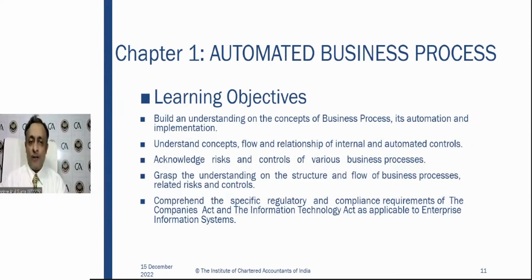It's very, very, very important. Build an understanding of the concept of business process. What we are going to learn in the chapter is what a business process is, how that business process can be automated, how that automation can be put in place, and how you can implement it. Second, understand the concept, flow and relationship of internal and automated controls: how controls are going to work, what the idea behind controls is, what controls are necessary, and how they must work. That is very important. In fact, just for the sake of it, all of you are using ATM debit cards for withdrawal of cash from ATM.